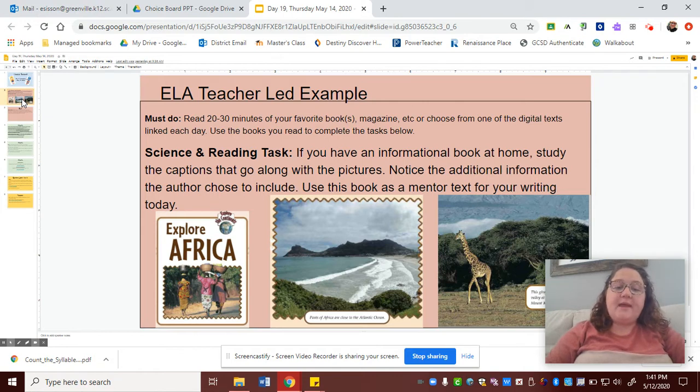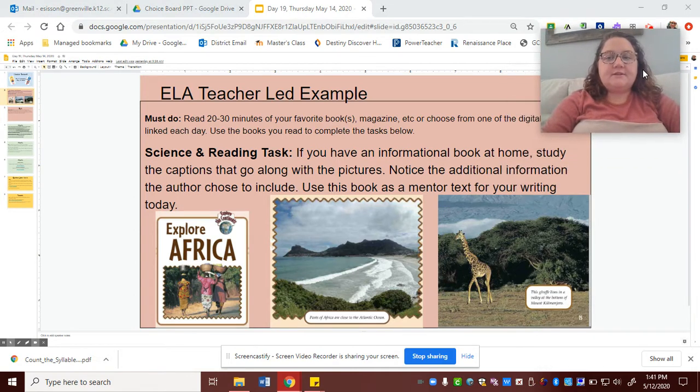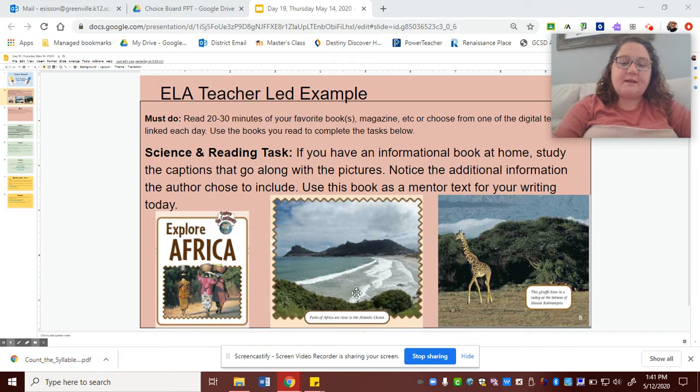So I went on Epic and I found this cool book called Explore Africa. There are lots of times that the author used captions, but I found two times that the author used captions. And in this first one, you can see the author is just adding information about Africa. So it tells us that parts of Africa are along the Atlantic Ocean. And then it shows a great picture. And then over here, it's telling us about the wildlife in Africa. And so these might not be things that they have in the book. Maybe this is extra information or just explaining some of the information that they had in the book.